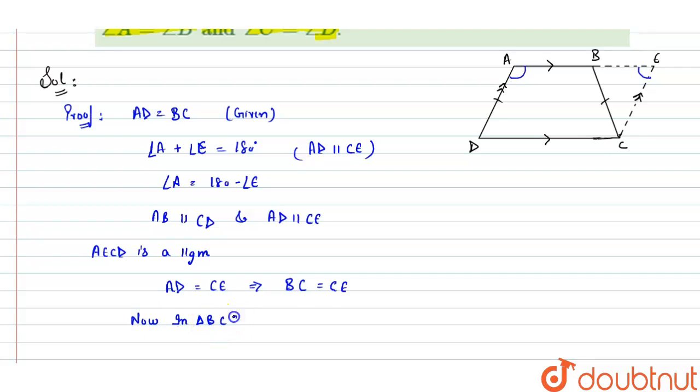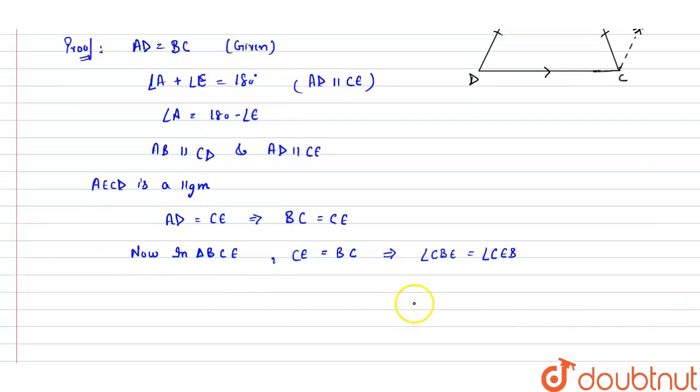So now in triangle BCE, CE is equal to BC, which implies angle CBE is equal to angle CEB. These two angles are equal, as angles opposite to equal sides are equal, since BCE is an isosceles triangle.